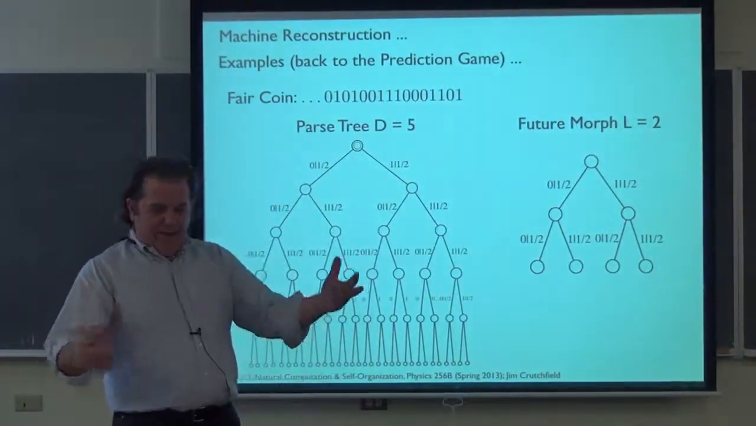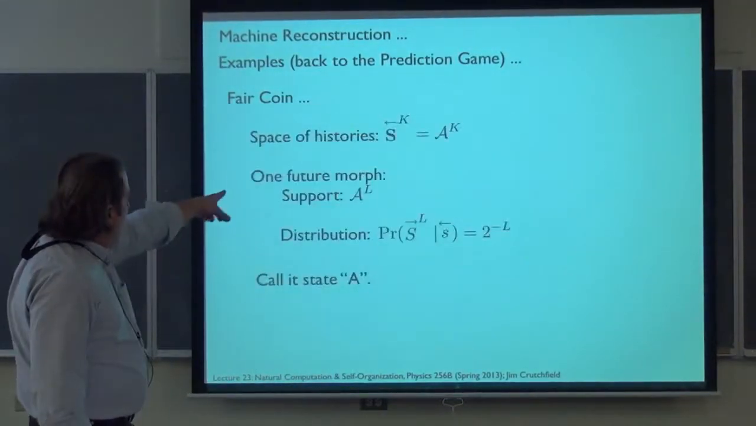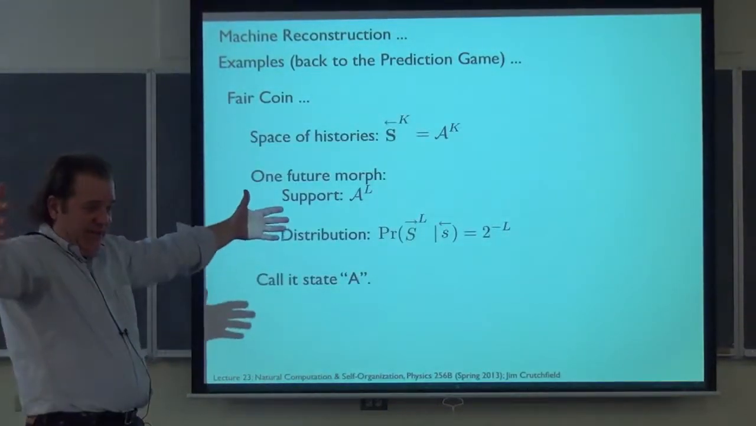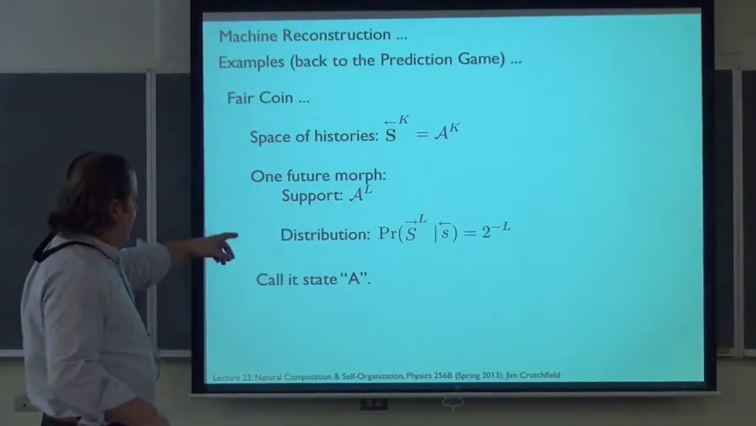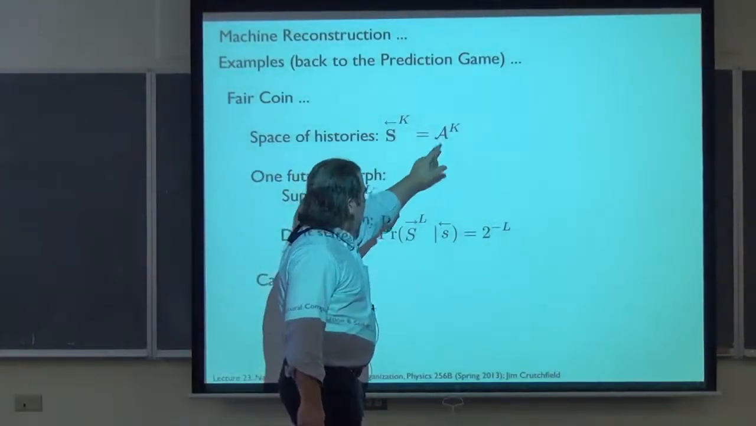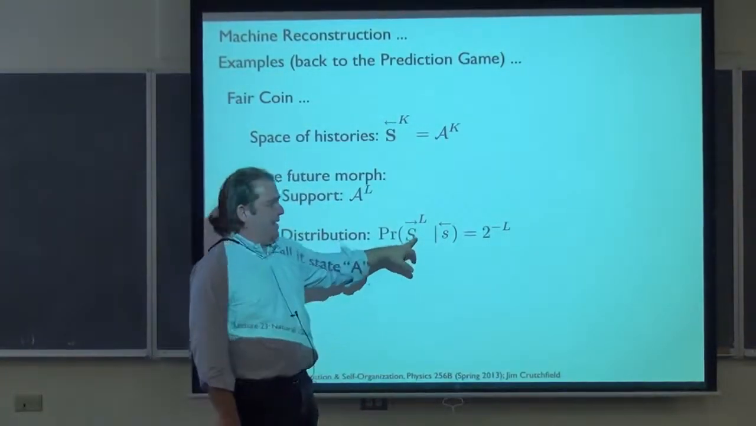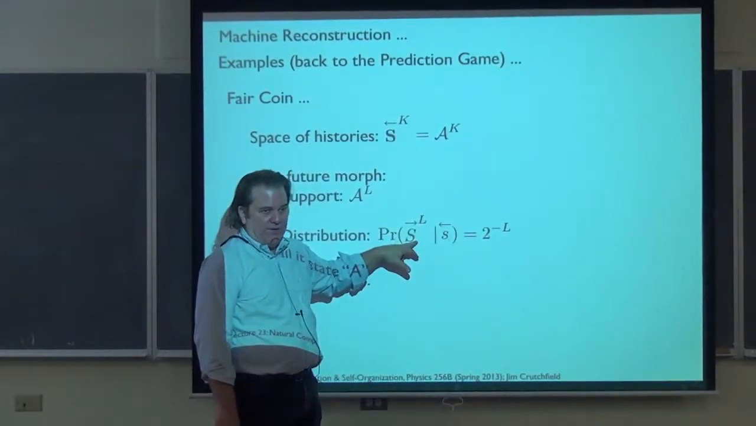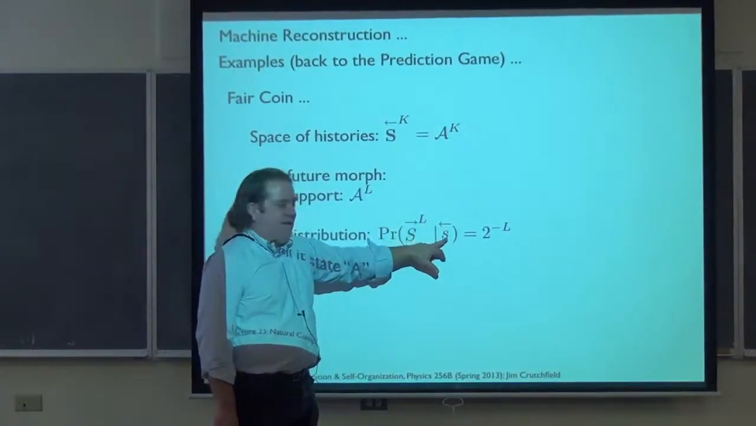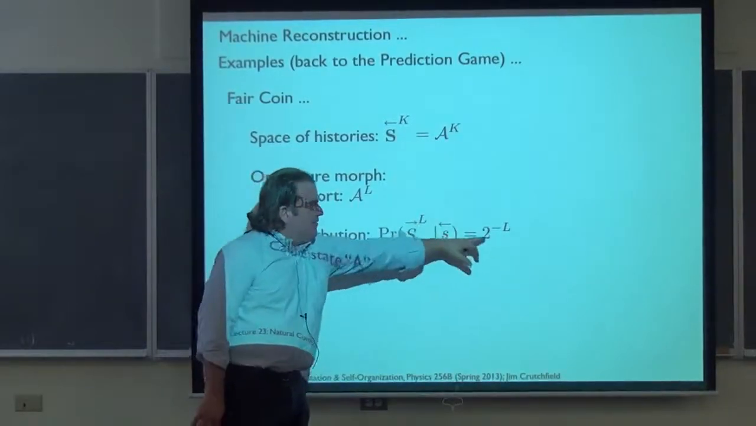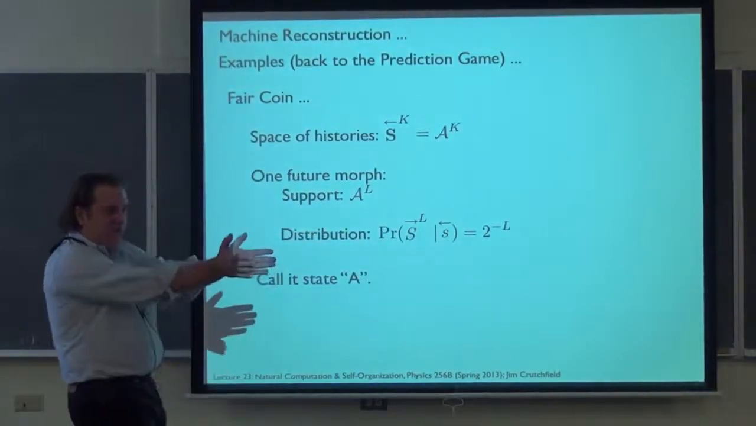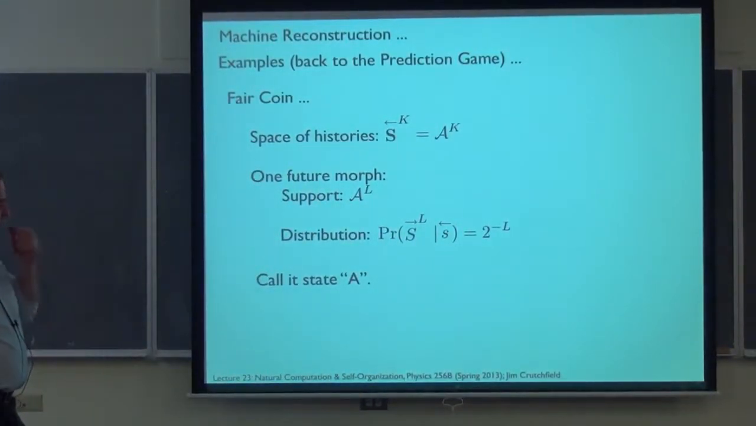Again, call it A. Now, the space of histories is actually the set of all semi-infinite binary strings. It's a huge space, right? But we can still write down exactly in closed form what the future morph is for any history, conditioning on any sequence going L steps into the future. It's always the uniform distribution over length L binary sequences.